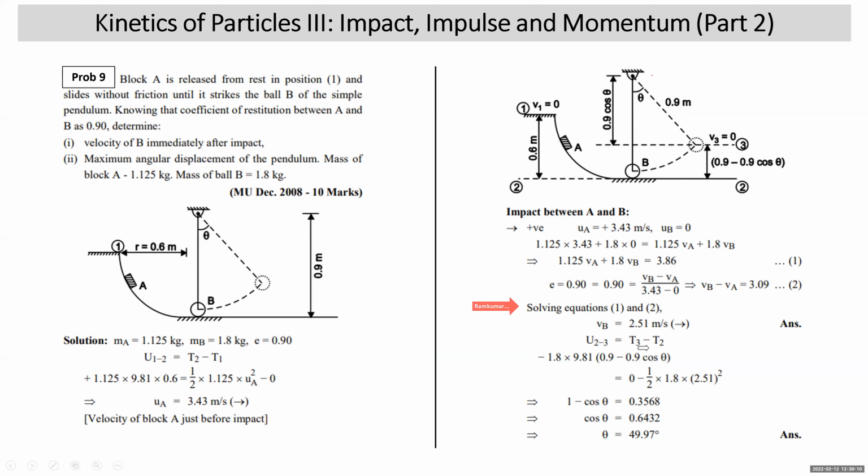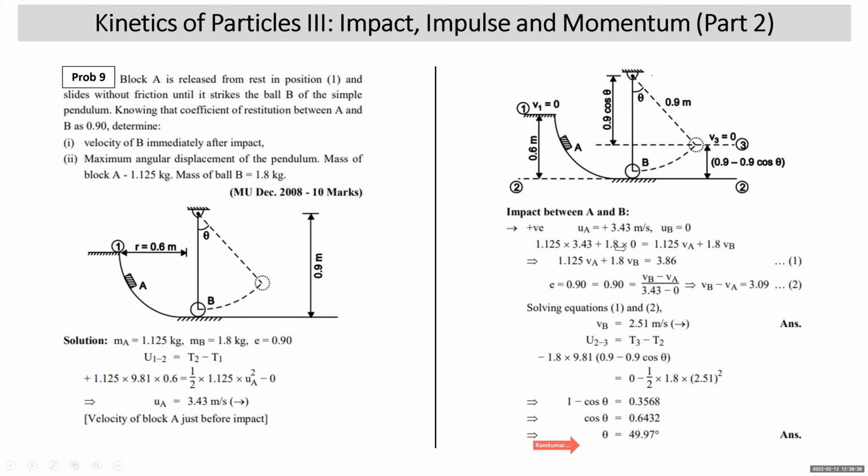Now U23 is T3 minus T2. Here the weight of the ball B will do negative work. 1.8 into 9.81 is its weight, and 0.9 minus 0.9 cos theta is the vertical displacement. Work done will be negative. T3 is 0. T2 is half into M into 2.51 squared. Solving for 1 minus cos theta, then cos theta, and then theta. So when this ball B of the simple pendulum comes to rest, the angular displacement theta is 49.9.